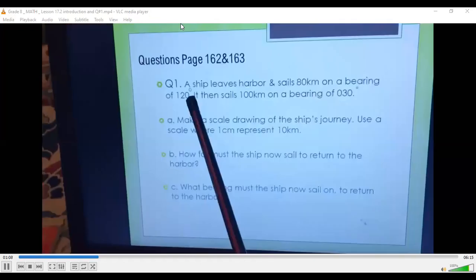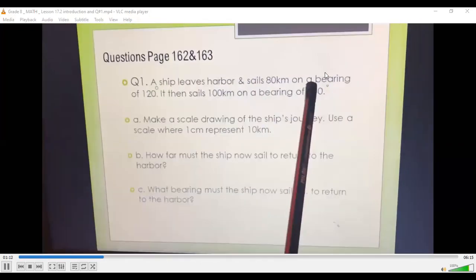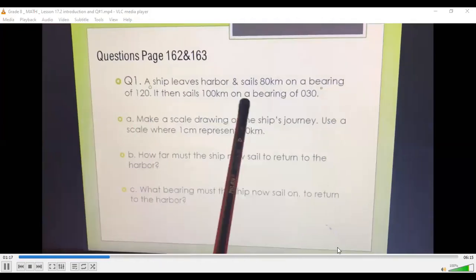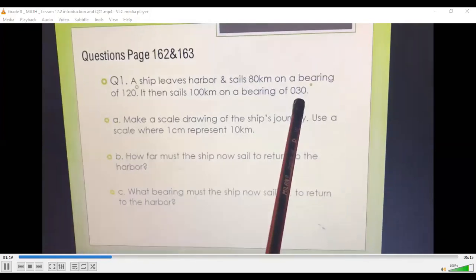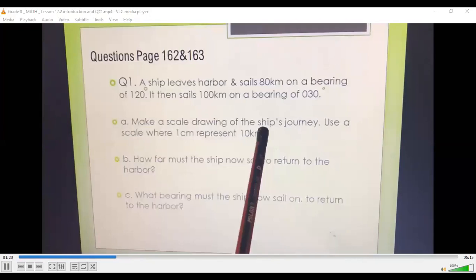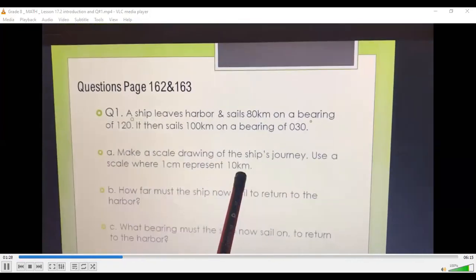Question number 1. A ship leaves harbor and sails 80 kilometers on a bearing of 120 degrees. It then sails 100 kilometers on a bearing of 30 degrees. For the first part, they want you to make a scale drawing of the ship's journey. Use a scale where 1 centimeter represents 10 kilometers. So this is the most important thing.